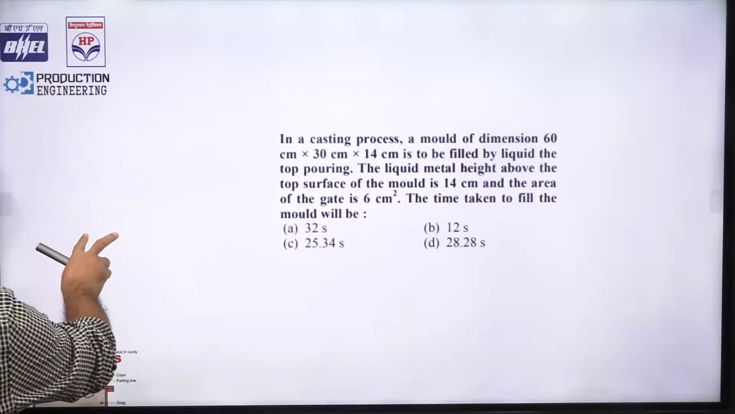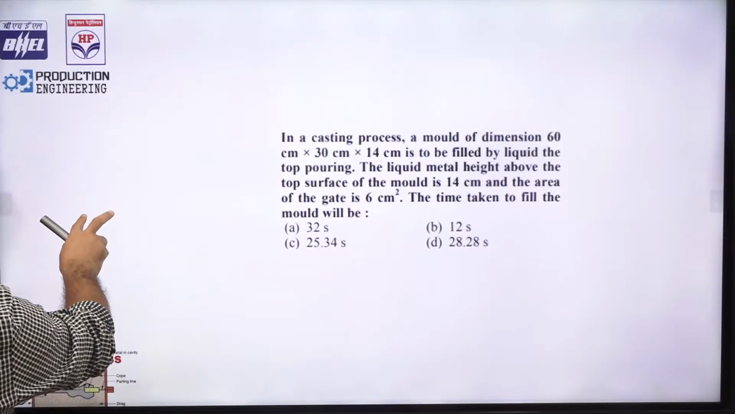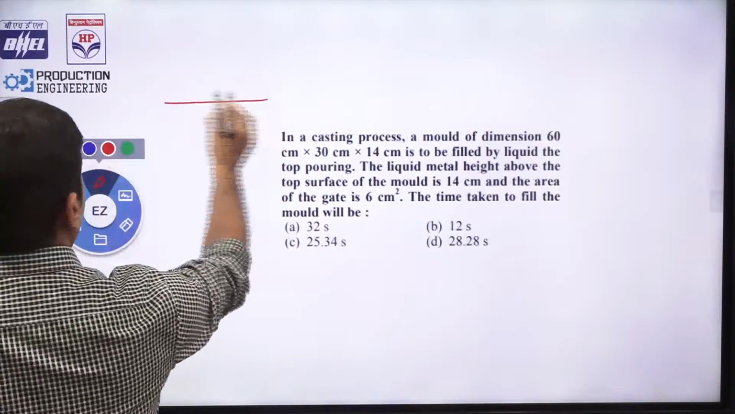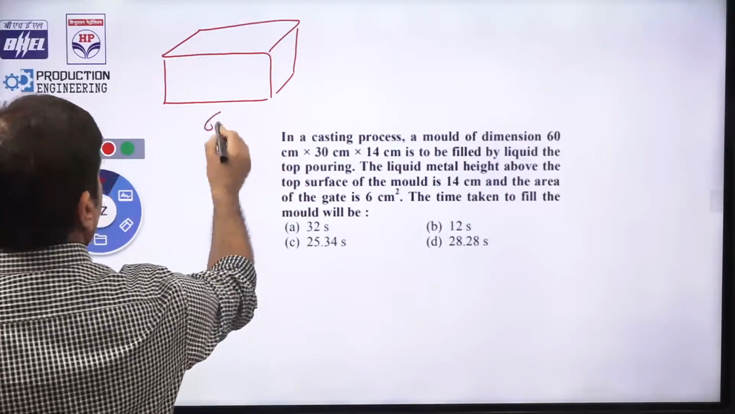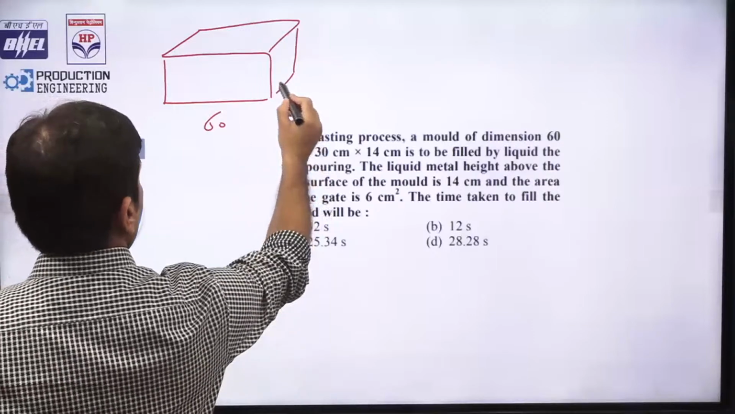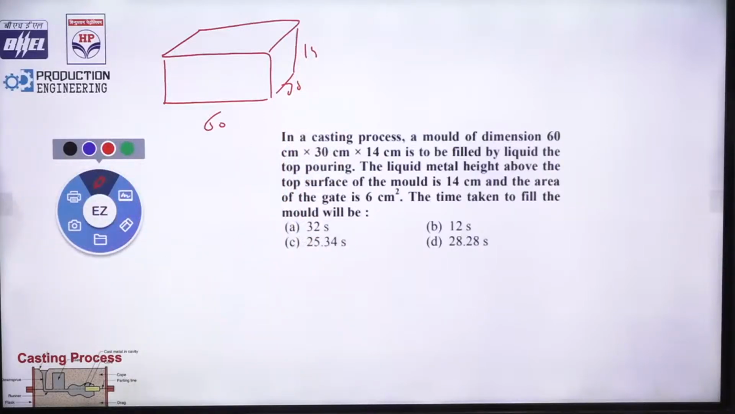60 by 30 by 14 is to be filled by top pouring. Very simple kind of numerical you can expect. So he will give you the size 60 by 30 and then 14, something like that.